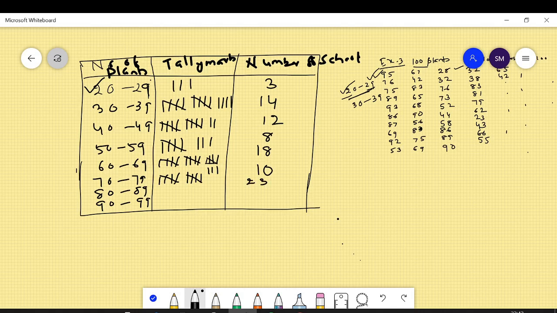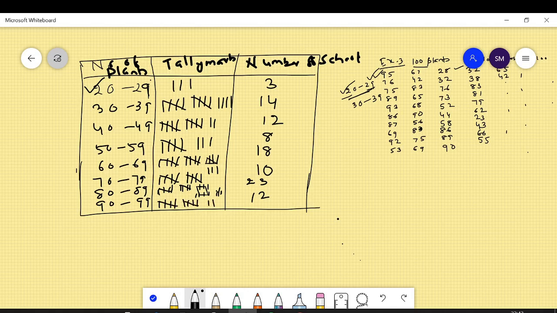Then 23 can be represented in tally marks as four groups of 1, 2, 3, 4, 5, then 1, 2, 3. Okay. Then next 90 to 99. Only 12 schools. This can be represented as 1, 2, 3, 4, 5, 1, 2, 3, 4, 5, and 1, 2. Only 12 schools.